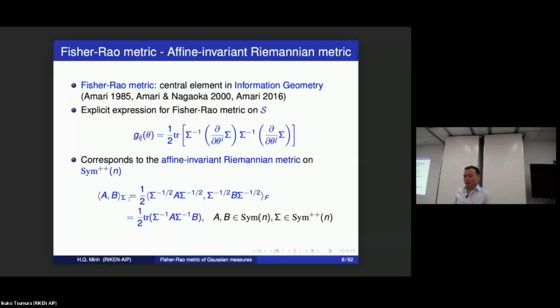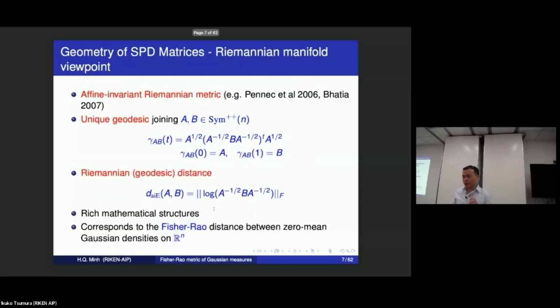This is the inner product at the point sigma. A and B are in the tangent space at the point of the manifold, at the SPD matrix sigma. So A and B are symmetric matrices. The set of symmetric matrices forms the tangent space of the SPD matrices.